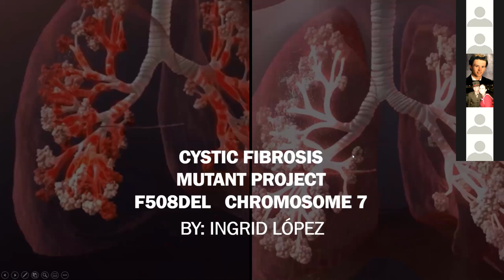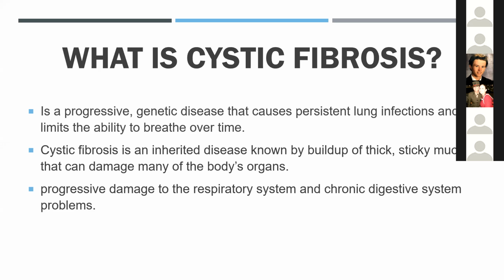Okay. So my name is Ingrid, and I picked the F508del, which is found in chromosome 7. And what is cystic fibrosis? It's a progressive genetic disease that causes persistent lung infections, limits the ability to breathe over time. Cystic fibrosis is an inherited disease known by buildup of thick, sticky mucus that can damage many of the body organs. Progressive damage to the respiratory system and chronic digestive system problems.